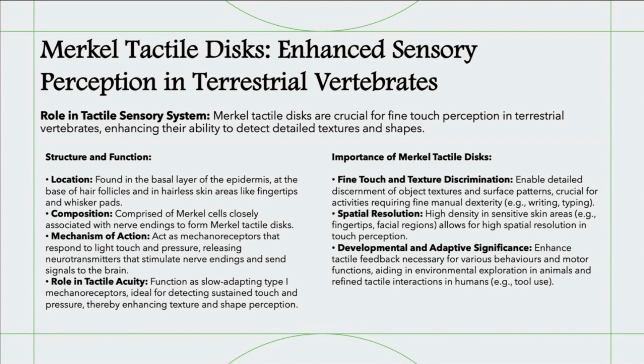The Merkel cells have nerve endings, which form the Merkel tactile discs. They act as mechanoreceptors that respond to light touch and pressure, and then they release neurotransmitters that stimulate the nerve endings and send signals to the brain.